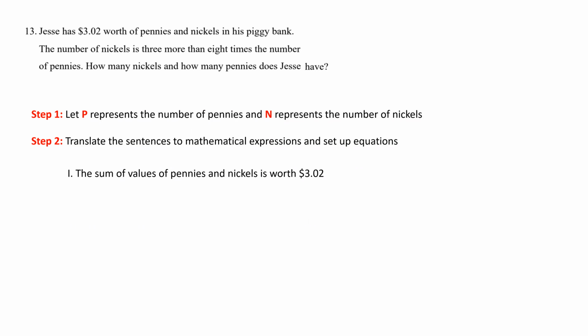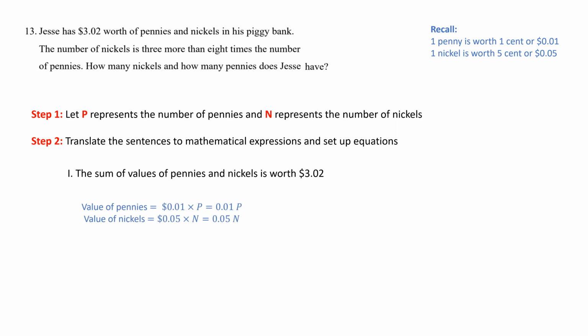The first sentence says that the sum of the values of pennies and nickels that someone has is worth $3.02. Recall that 1 penny is worth 1 cent or $0.01 and 1 nickel is worth 5 cents or $0.05. Therefore, the value of pennies equals the value of 1 penny, which is $0.01, multiplied by the quantity of the pennies, which is represented by P. So the total value of pennies is equal to 0.01 P.